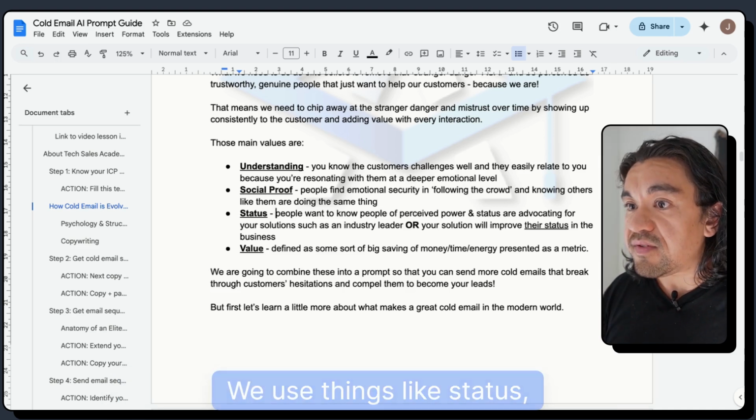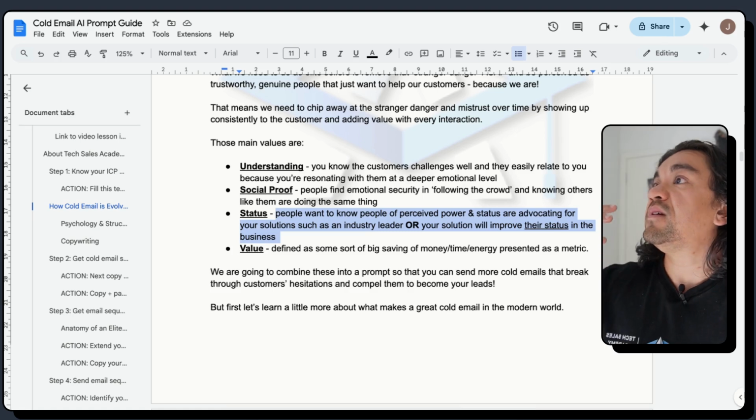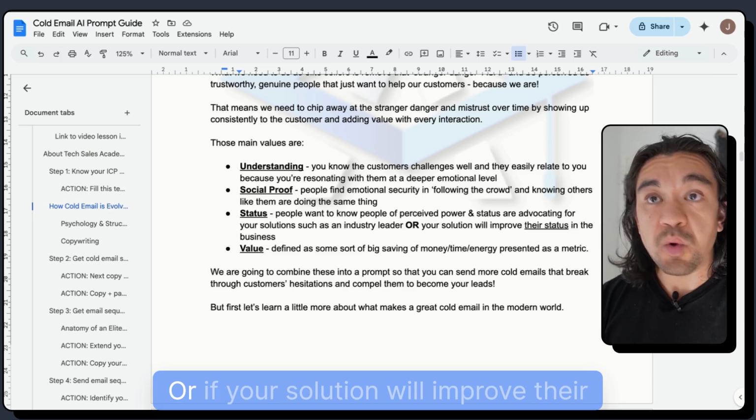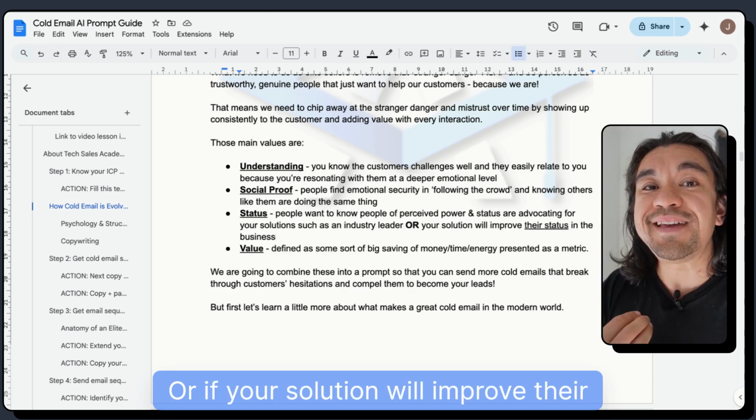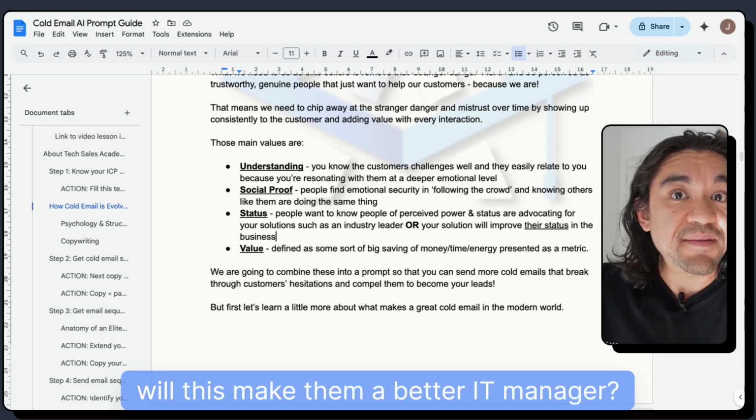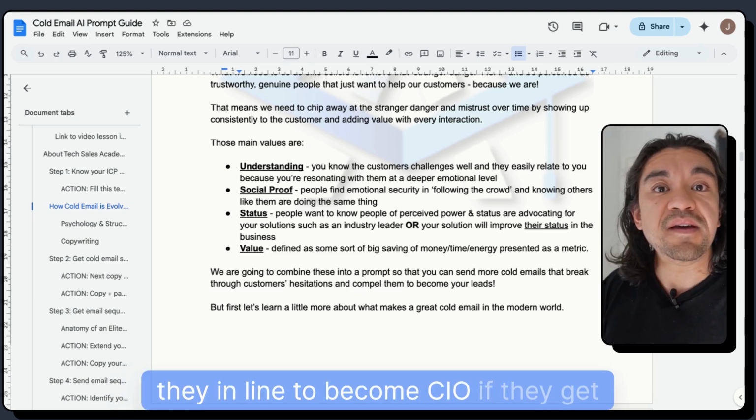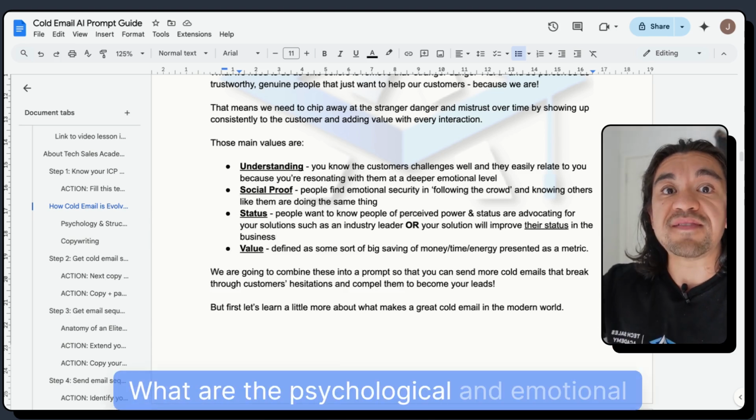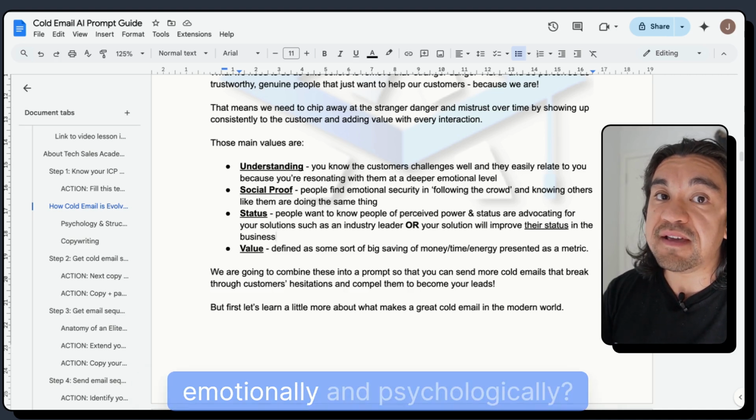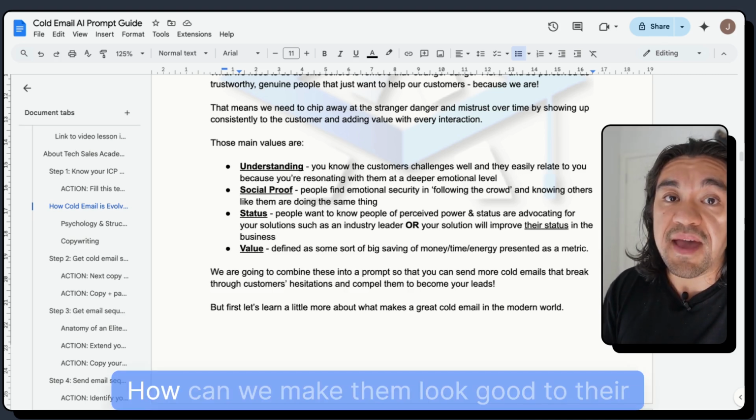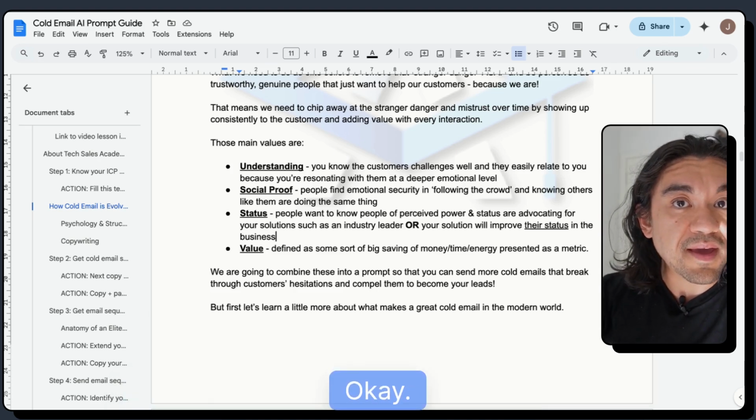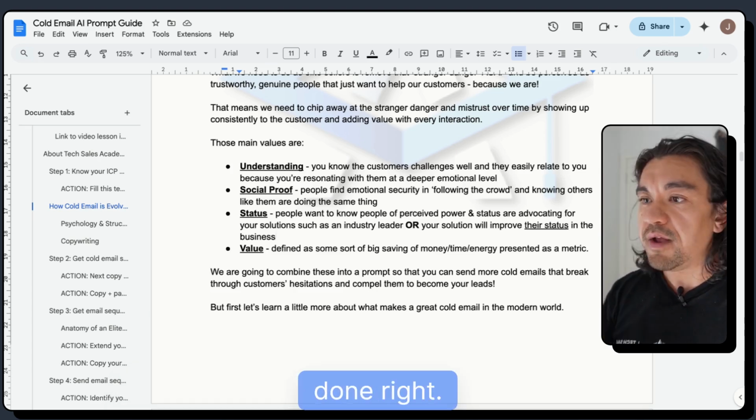We use things like status, okay? So people that these individuals, our customers, look up to and perceive them as powerful or have some authority, or if your solution will improve their status and their own mental positioning in their world. Will this make them a better IT manager? Are they in line to become CIO if they get this project right? Okay, what are the psychological and emotional benefits we talked about in earlier lessons about what makes them tick emotionally and psychologically? What's in it for them? How can we make them look good to their bosses or improve their own perceptions inside their own egos? Okay, sales is a very psychological game when done right.